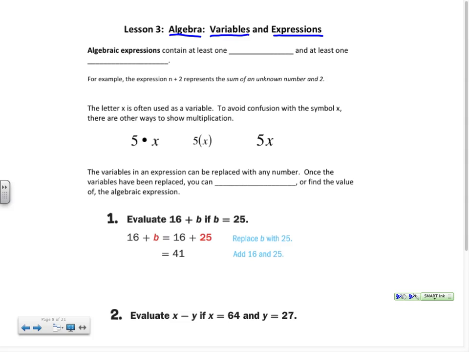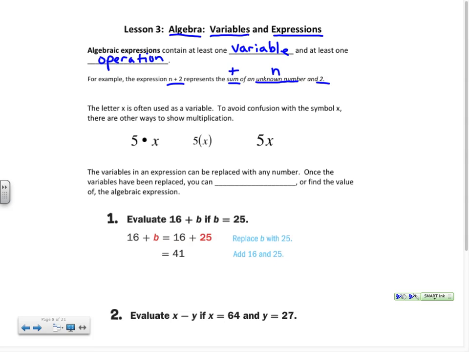It says algebraic expressions contain at least one variable and at least one operation. For example, the expression n plus 2 represents the sum, it's a sum because it's an addition sign, of an unknown number, that is our n, and 2. So the sum is our plus sign in there. The unknown is our variable.